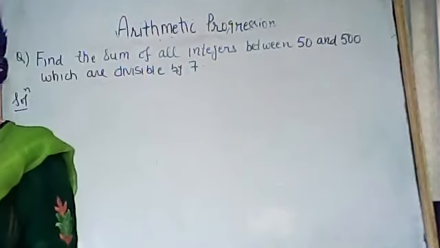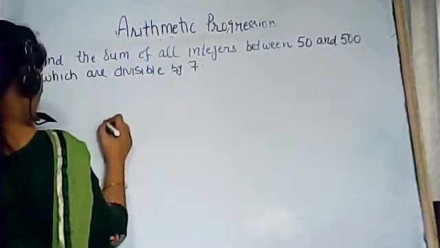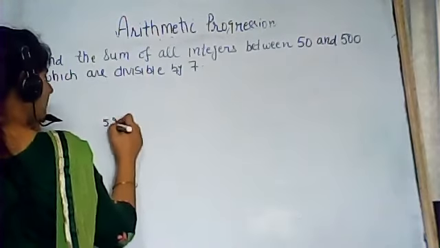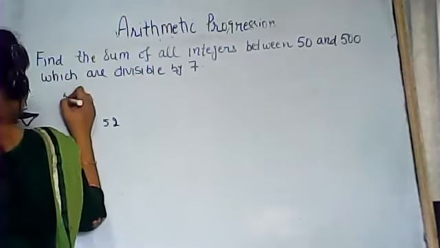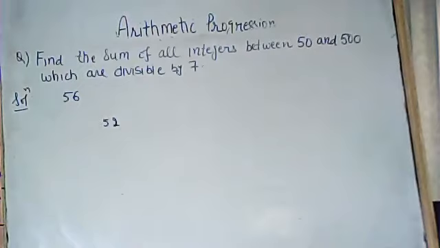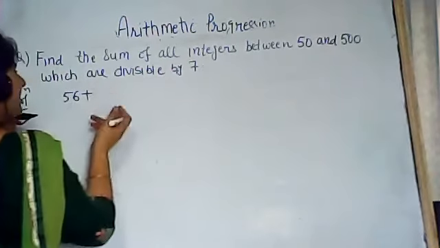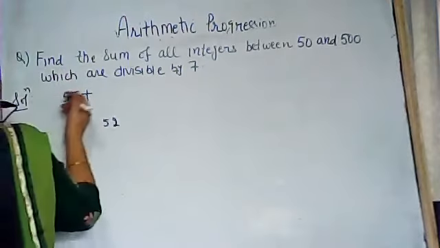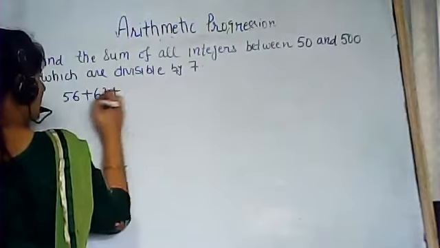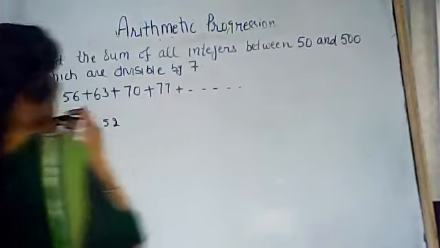So what is the first number between 50 and 500 which is divisible by 7? 51, this is not divisible by 7. 52 also not. Similarly, 53, 54, we shall check their divisibility by 7. So 56 is the first number which is divisible by 7. 8 7s are 56. Now, what will be the second number? To calculate the second number, add 7 to the first number. So what will you get as the second number? 63. Similarly, the third number will be 70. Fourth will be 77, and so on.